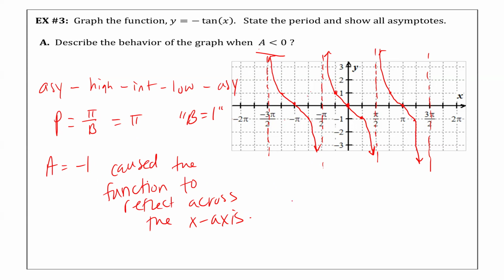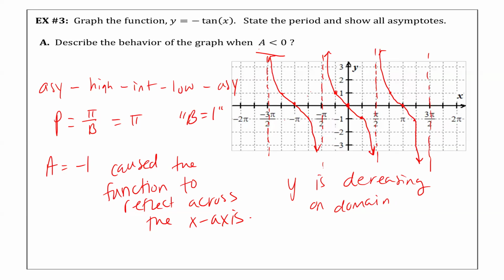Okay, so now our function is doing what? Instead of increasing, we're doing what on the domain? Decreasing. So y is decreasing on the domain. Okay, how do we feel about a negative tangent function?